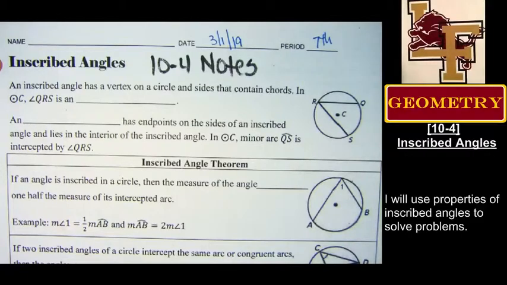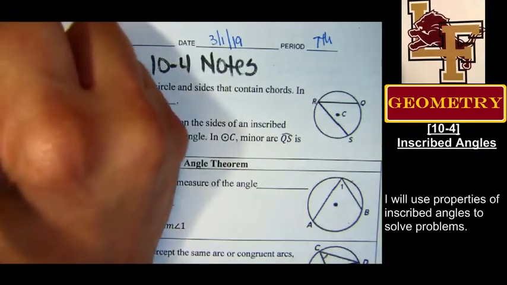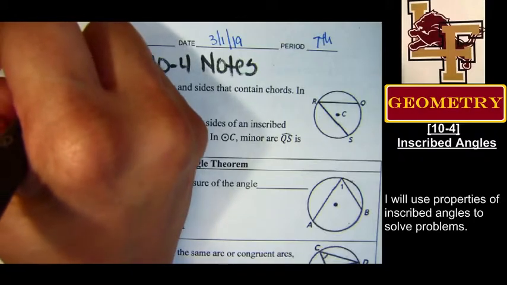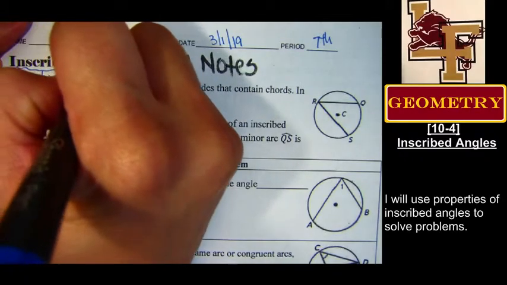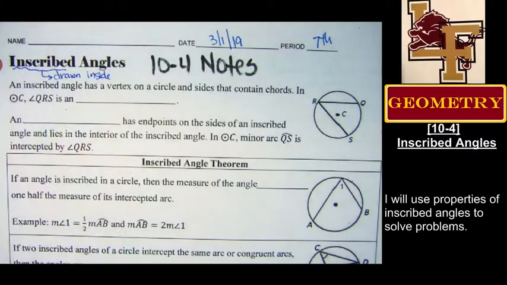An inscribed angle. What did that word inscribed mean? Drawn inside. Beautiful. So go ahead and underline inscribed and then write for yourself drawn inside. So these are angles drawn inside of circles.